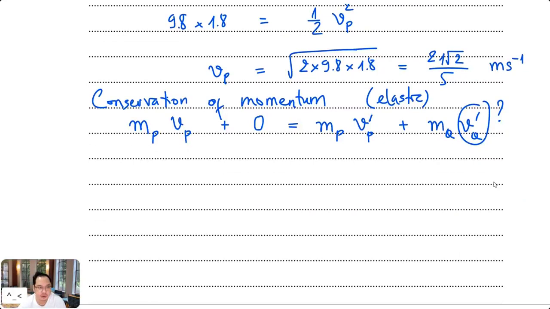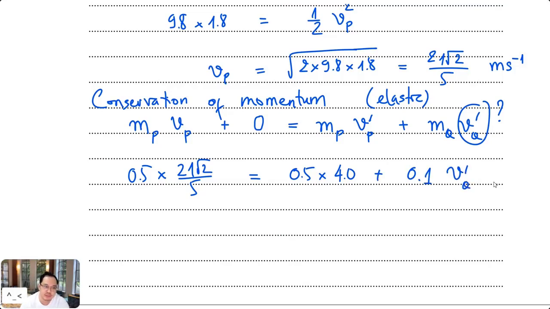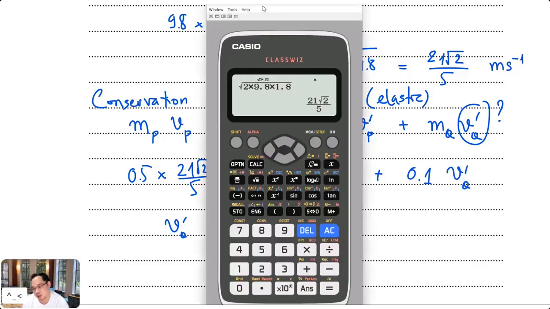Okay, this will be easily found by solving this equation, plugging the numbers into the equation. The mass of P is 0.5 kilograms, the velocity here is 21 square root 2 over 5, and then equal to 0.5 here. The speed after collision is 4, given to one significant figure. And the mass of Q here is 0.1 kilogram, and this is VQ dash after the collision that we need to find. Solving the equation with the calculator.